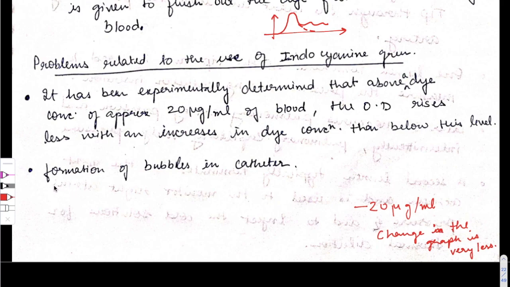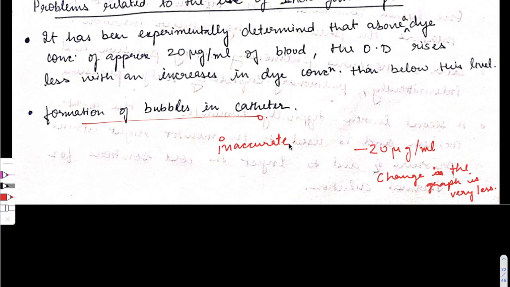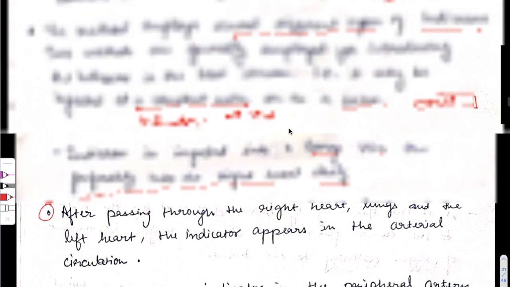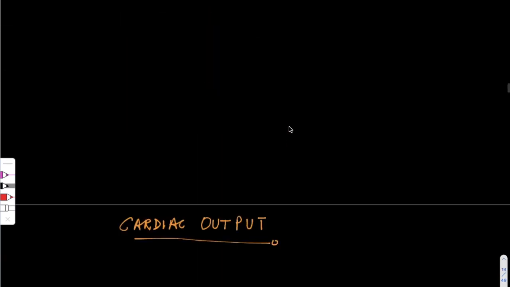The second disadvantage is the formation of bubbles in the catheter. If bubbles are forming in the catheter, then the cardiac output will be inaccurate. So here comes the completion of our topic of cardiac output. These are the main topics which I have covered from the book of Bioinstrumentation by R.S. Khandpur. And here are some questions which can come into your exams related to the cardiac output.